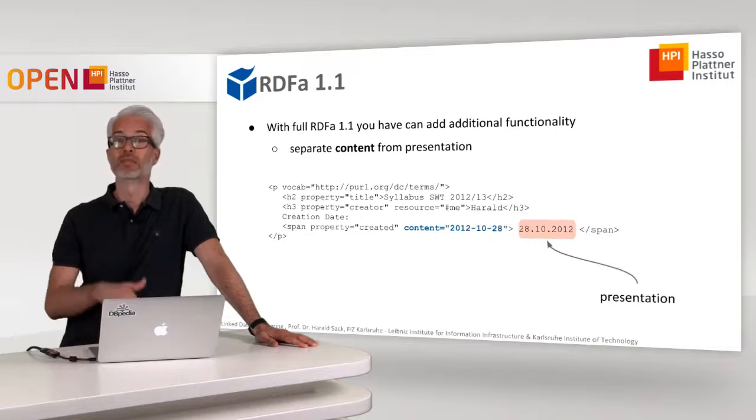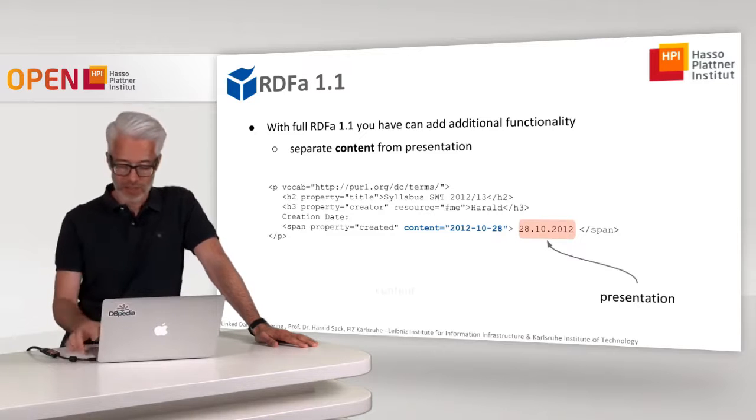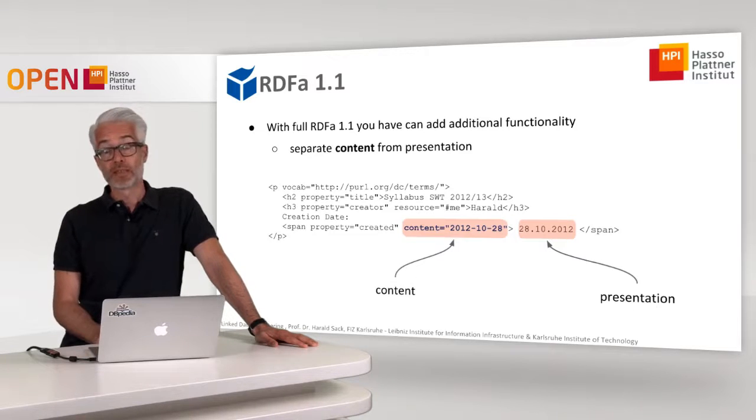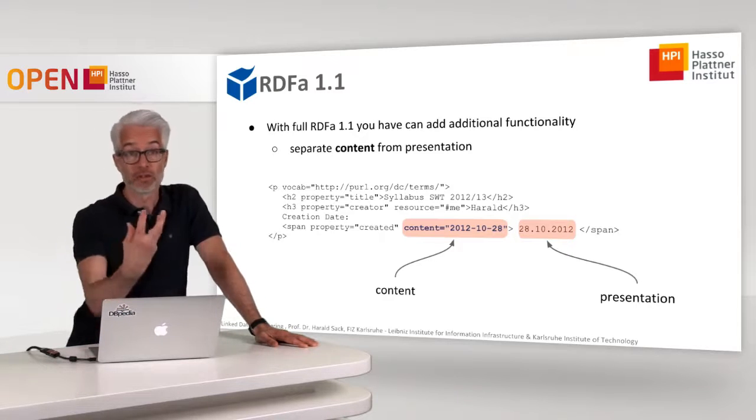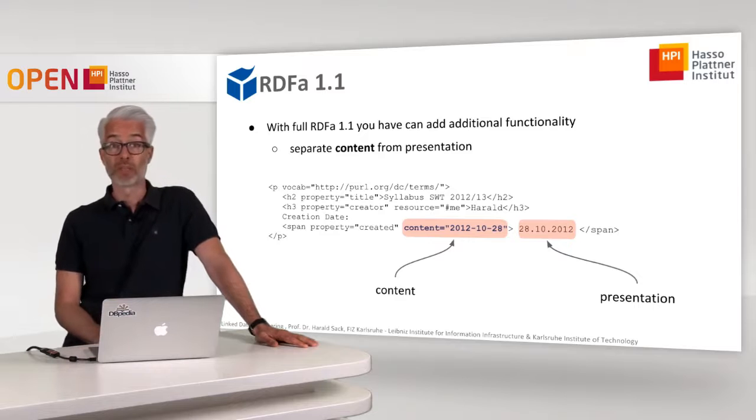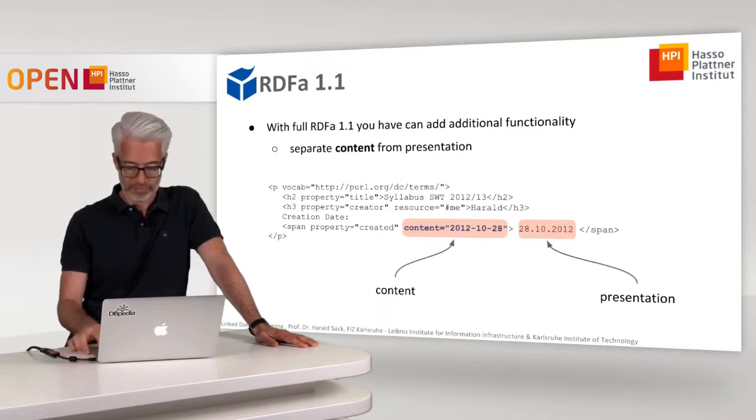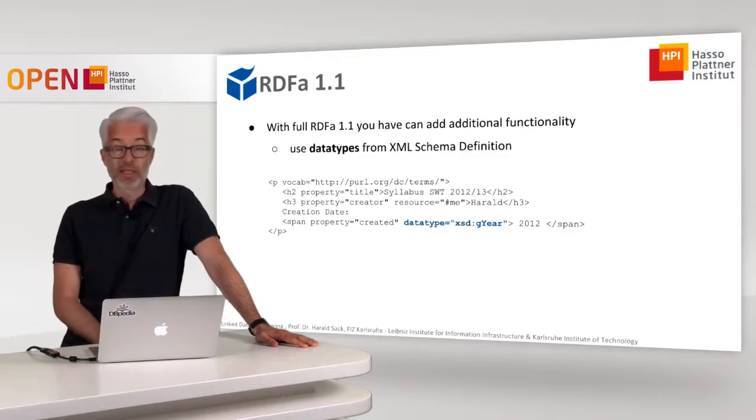So you see here, this is the presentation of the HTML file, but this is the content that will be extracted by the RDFa parser that reads RDFa and extracts RDFa from your HTML file. Okay, what else can I do?